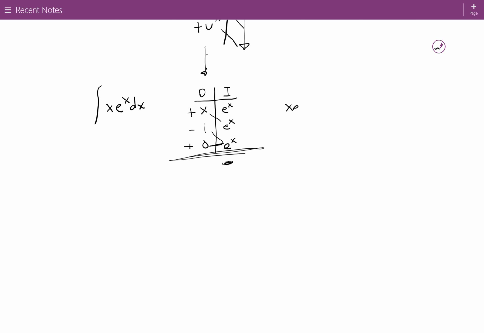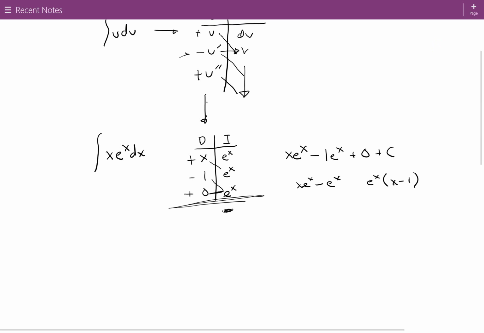x e to the x, minus 1 e to the x, plus 0. And that's it. Well, you have a plus c at the end because it's an indefinite integral. But that is our answer. It's going to be x e to the x minus e to the x, or e to the x, x minus 1.